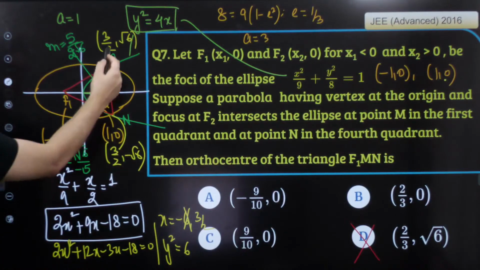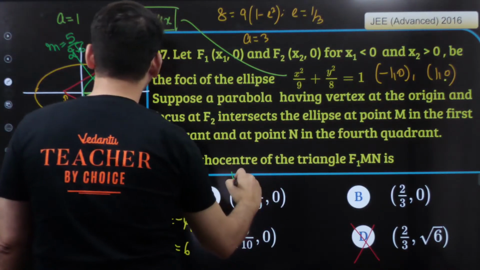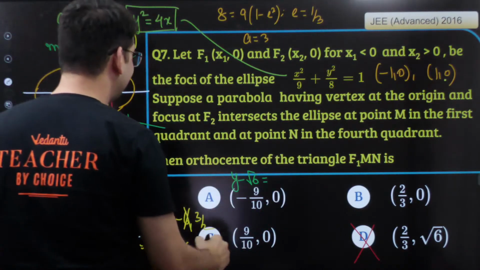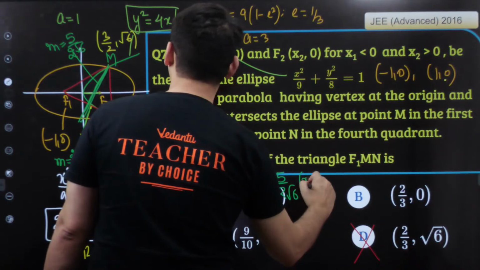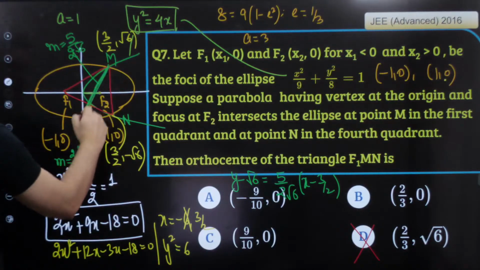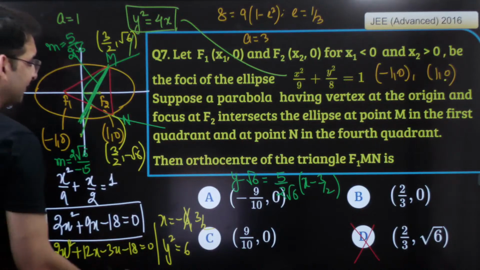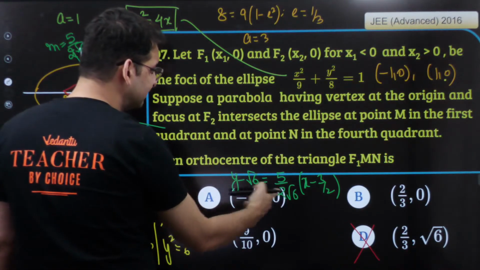And the equation of the altitude from M is going to be y minus root 6 equals 5 by 2 root 6 times (x minus 3 by 2). So this line is known. Now wherever this line cuts the x-axis, that is our point. For the x-axis, just put y equal to 0.